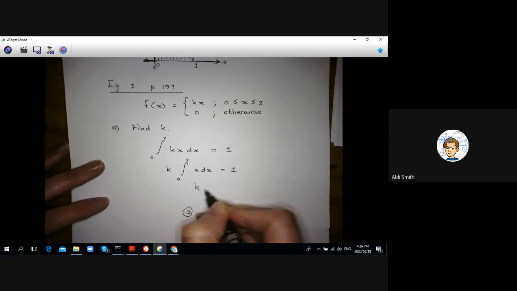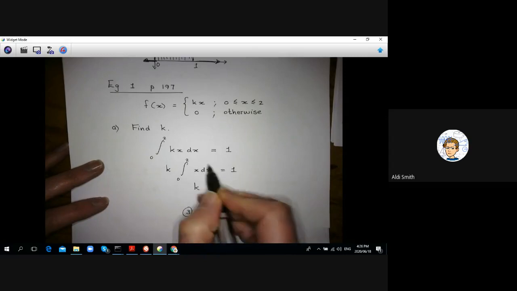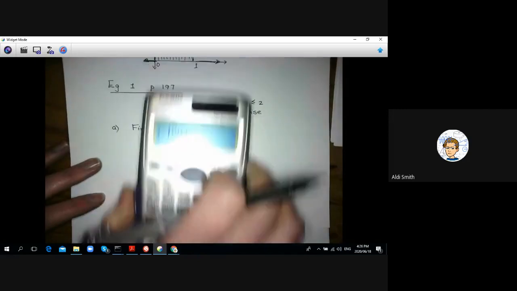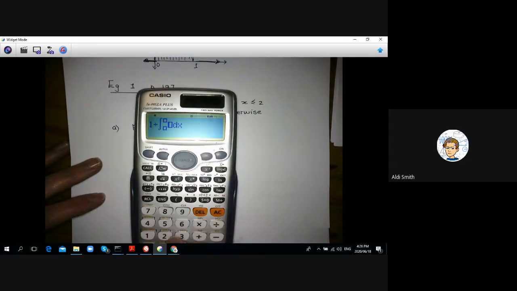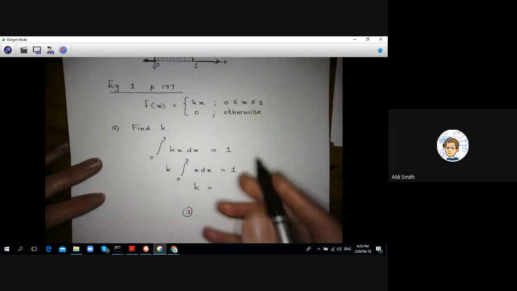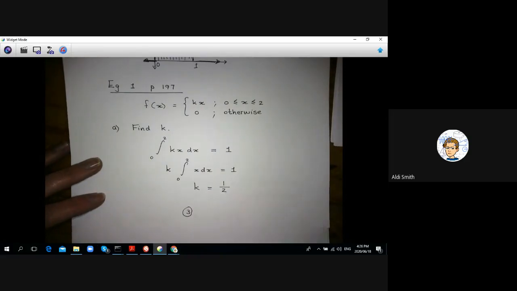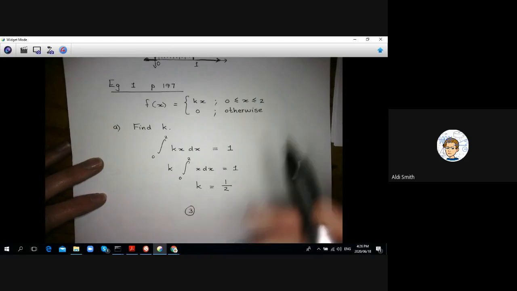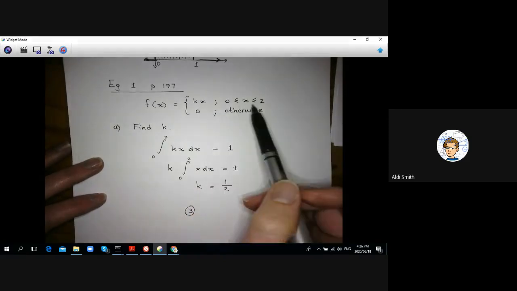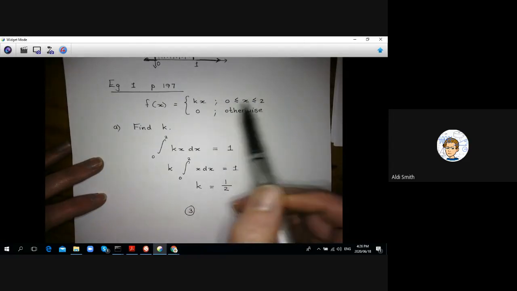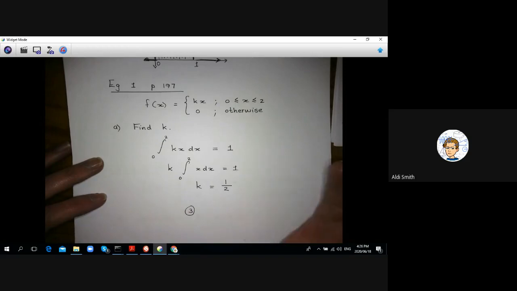So to calculate k, I can then just go and say it's 1 divided by this. So 1 divided by that integral from 0 to 2 of x. And that's going to give me a half. So k is equal to a half. Simple as that. Very, very simple and straightforward. Because like I said, the total area underneath that curve from 0 to 2 is equal to 1, if they want to call this a probability density function, otherwise it's not a probability density function.